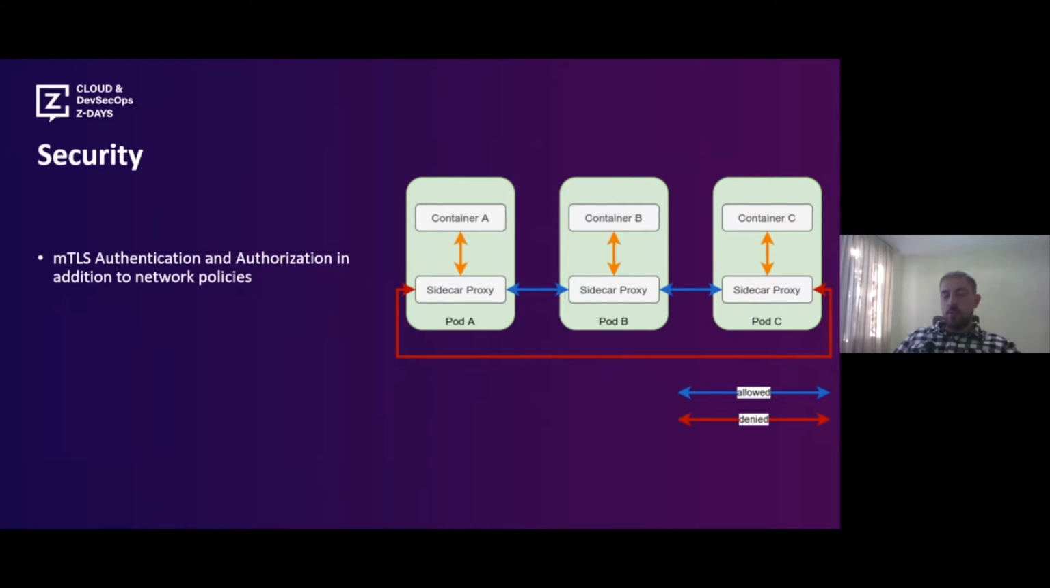So based on mutual TLS, the sidecar proxy will just do the authentication and authorization for you. So you can just set things up in the control plane, configure which services can have access to which other services, and it's done, right? So you don't need to implement any logic in your applications.